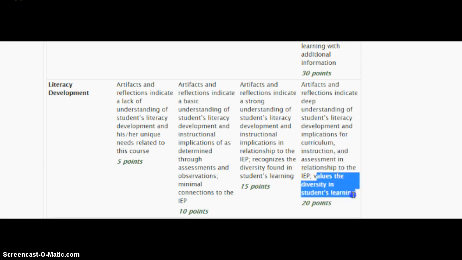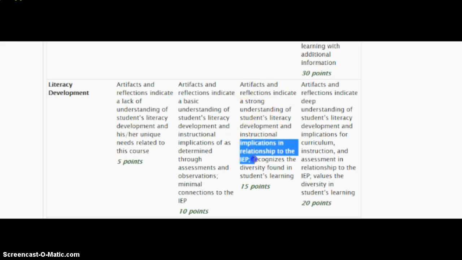And then also value the students' learning, their diverse aspects of their learning journey, whether that's through their specific learning disability, their cultural background, their socioeconomic status. You need to be building the whole picture. Then, the difference between these two categories is the fact that you've got a strong understanding, but you're not really looking at curriculum, instruction, and assessment. You just give some generic implications for future practice and sort of recognize some of the diverse ways this student is learning.